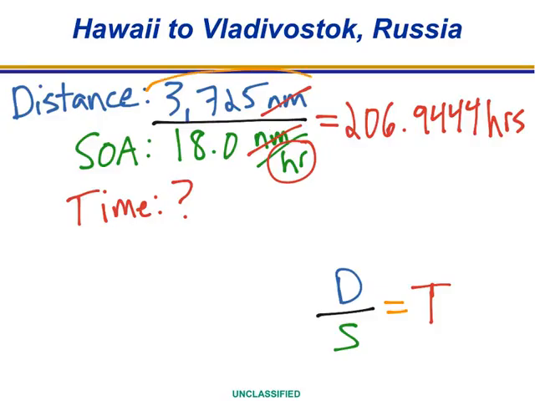So this tells us that if we transit 3,725 nautical miles, and we do it at 18 knots or 18 nautical miles per hour, then it's going to take us 206.9444 hours to do that.